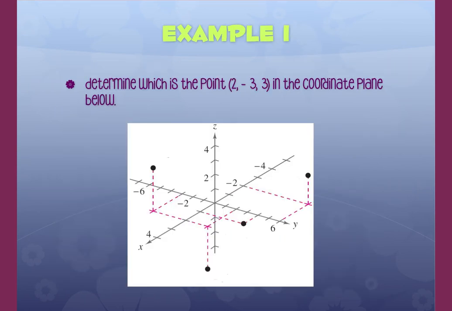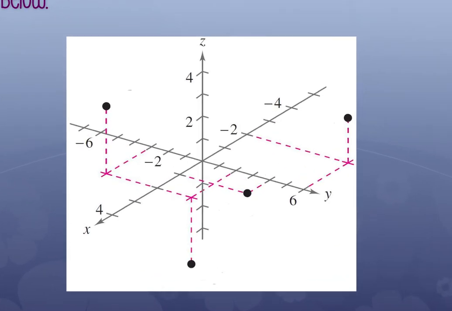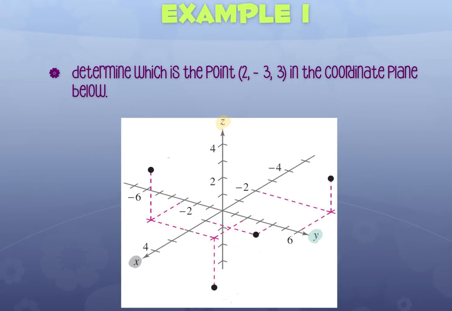So example 1 says, determine which is the point (2, -3, 3) in the coordinate plane below. Again, note the variables and their locations. This is my x, this is my y, and this is my z. If the first number is 2, that means I'm going towards the x-axis 2 spaces. So I would start at the origin and move towards the x 2 because it's a positive 2.